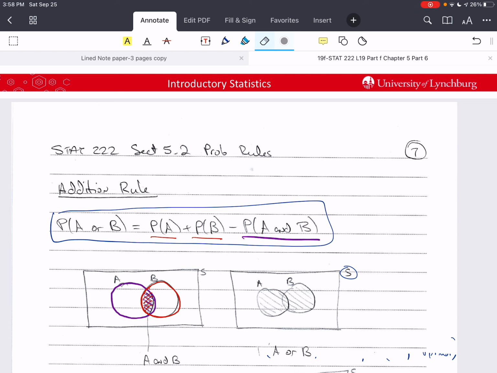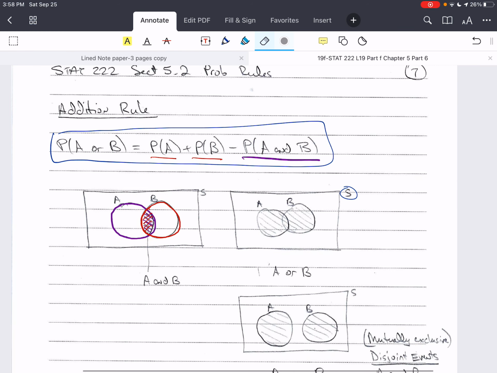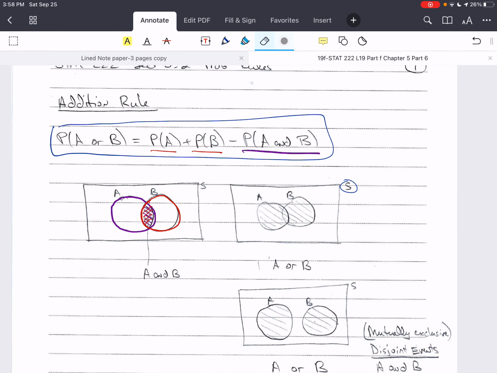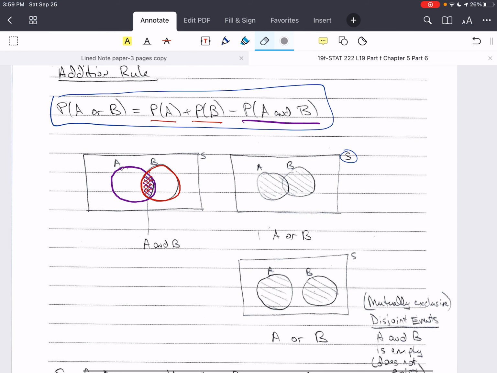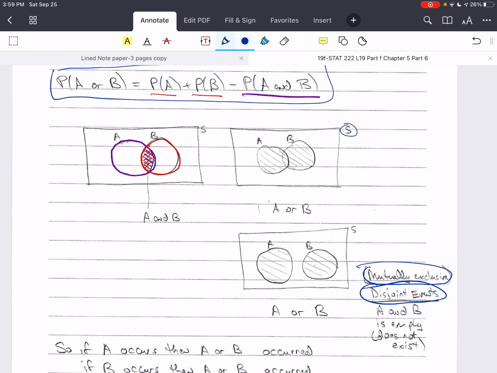So this is when the events overlap, or they are not disjoint, or they are not mutually exclusive. Now let's look at mutually exclusive or disjoint events. These are mutually exclusive or disjoint events, A and B. So, A or B.